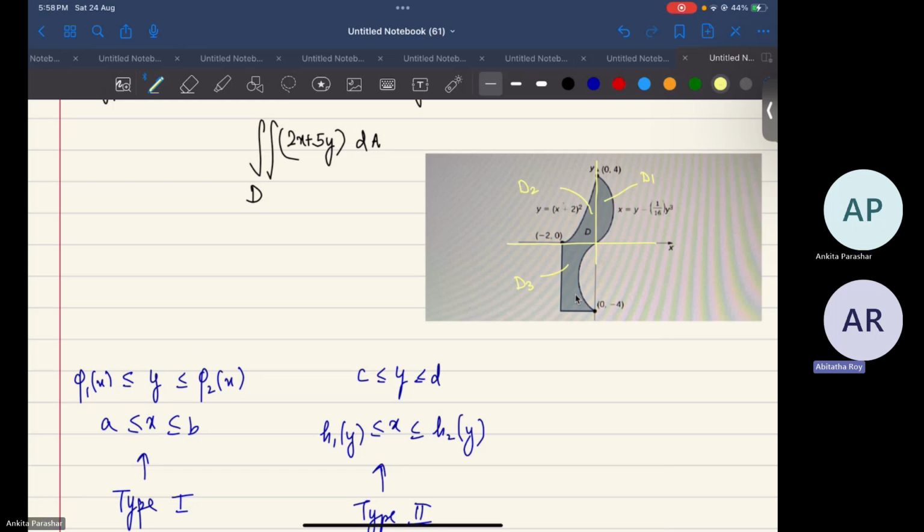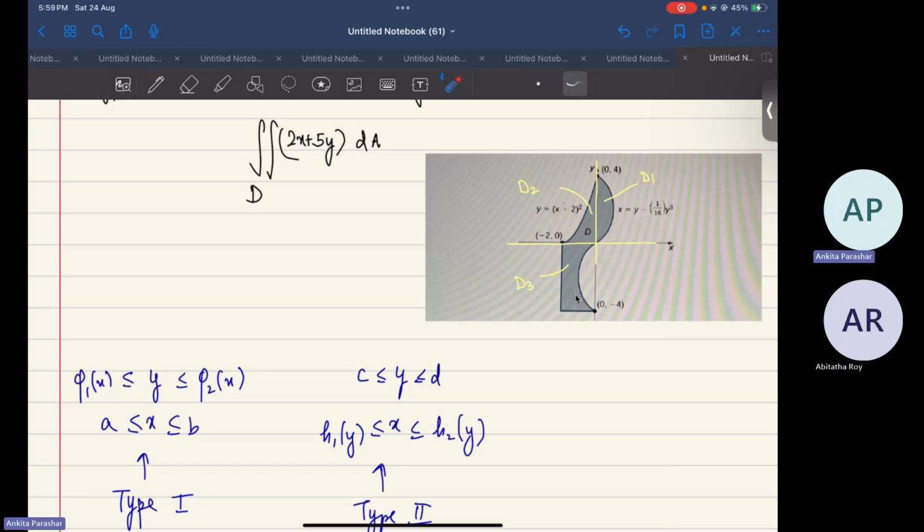For D2, it would be easier if we do it in terms of type 2. Type 1, I think. No, for D2, it's easier to express the graphs in terms of a function of y. Hmm, I think for D2, y itself is a function of x, right? So the curves would be y equal to 0 and y equal to (x plus 2) whole square for D2. Exactly right.